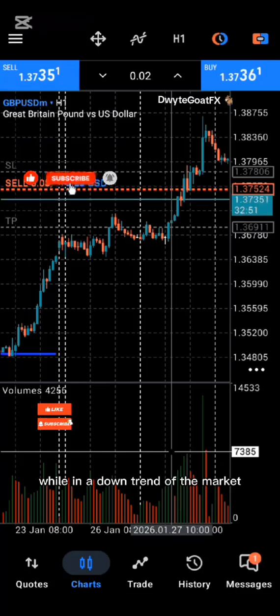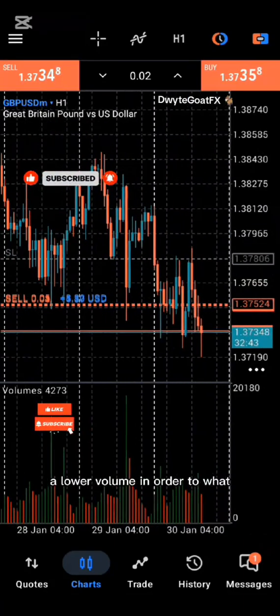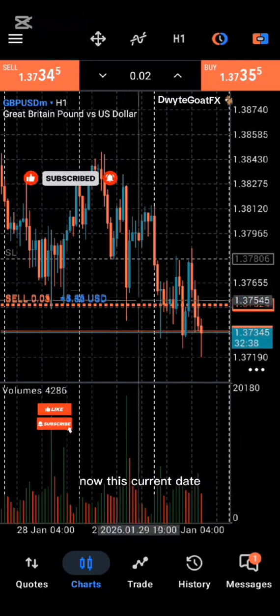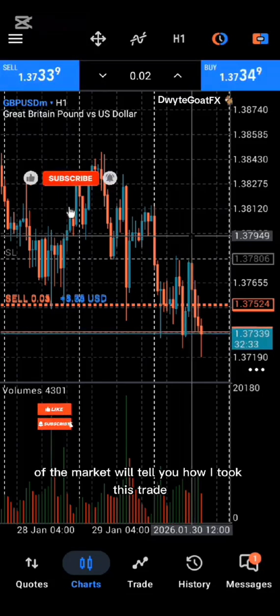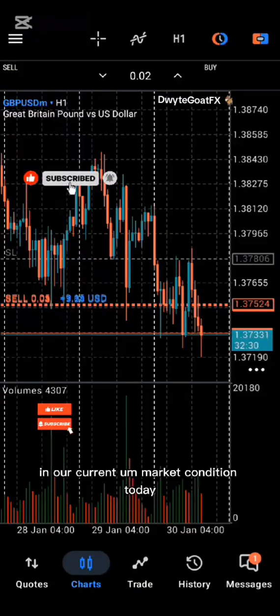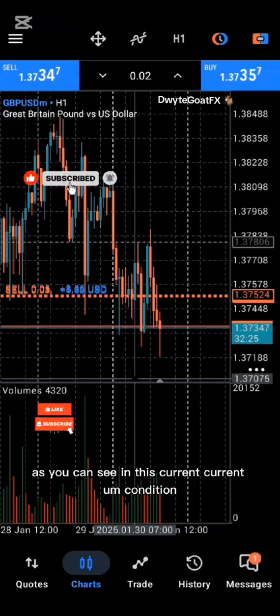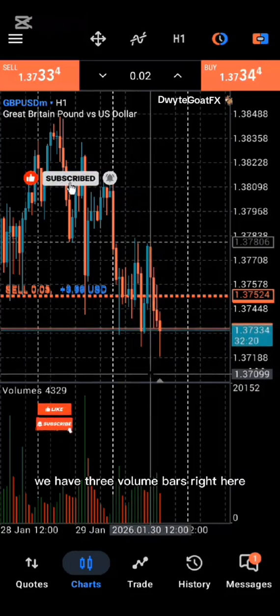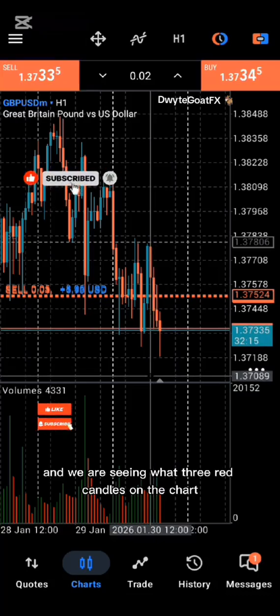While in a downtrend of the market, you are supposed to what? To sell a lower volume in order to what? To participate in the what? In the market. Now this current date of the market will tell you how I took this trade in our current market condition today. As you can see, in this current condition, we have 3 volume bars right here, and we are seeing what? 3 red candles on the chart.